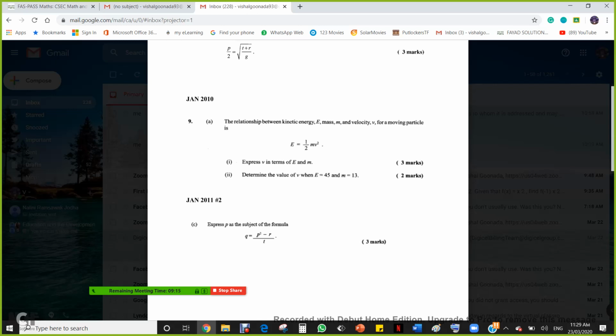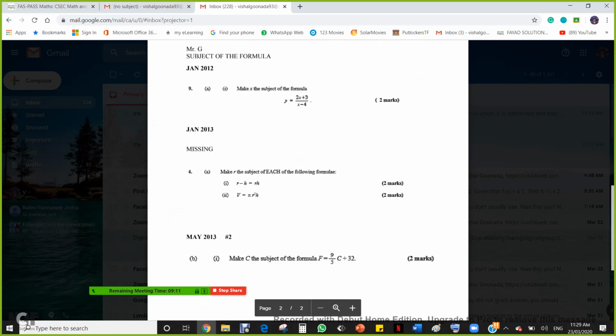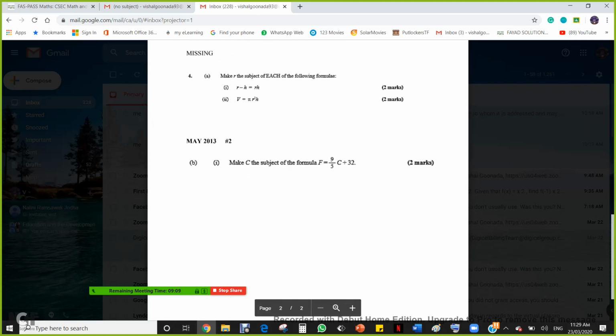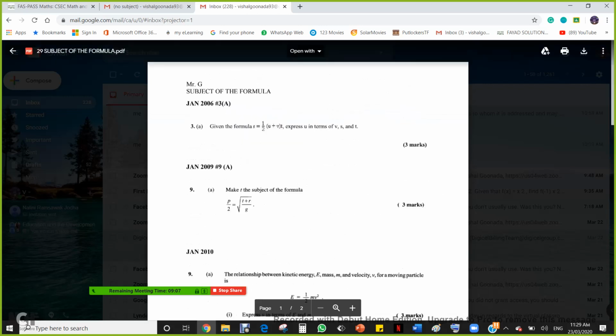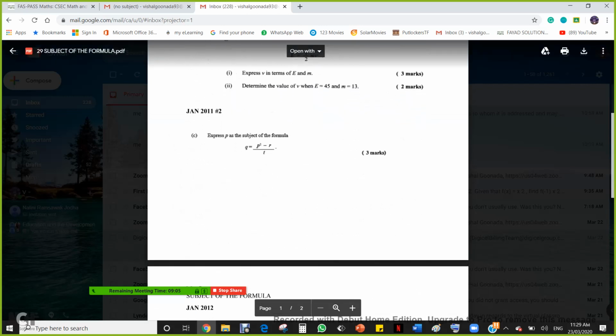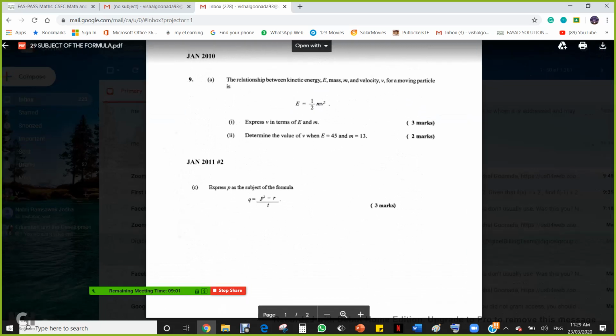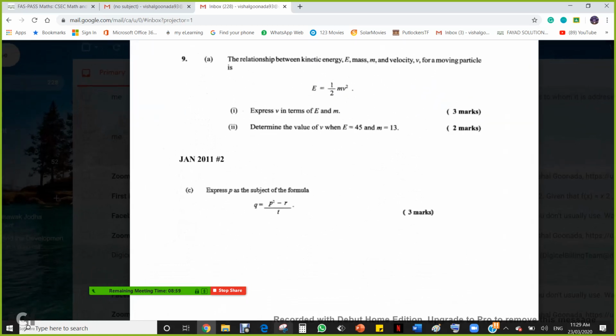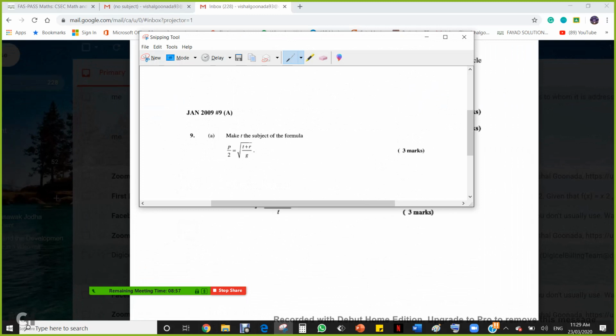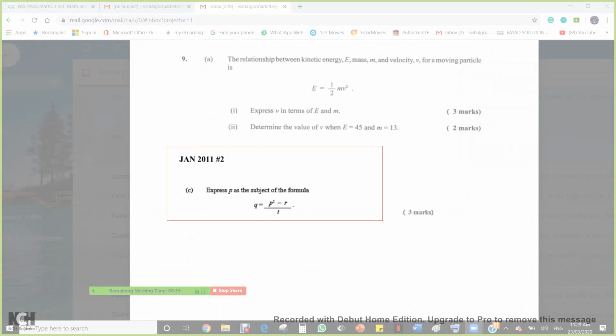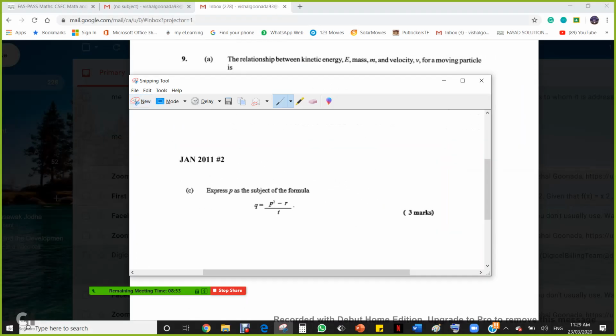Or I think it was the question with C. I think it was this. But I believe it's Jan 2010, we did both of those questions in class. So I'm not going to waste time doing that one, right? I'll just do Jan 2011. And if you still want an explanation on Jan 2010, you can just go on Fast Pass Math, right?